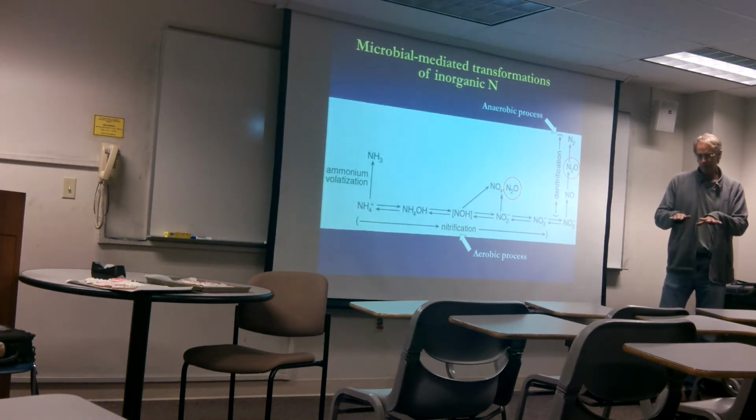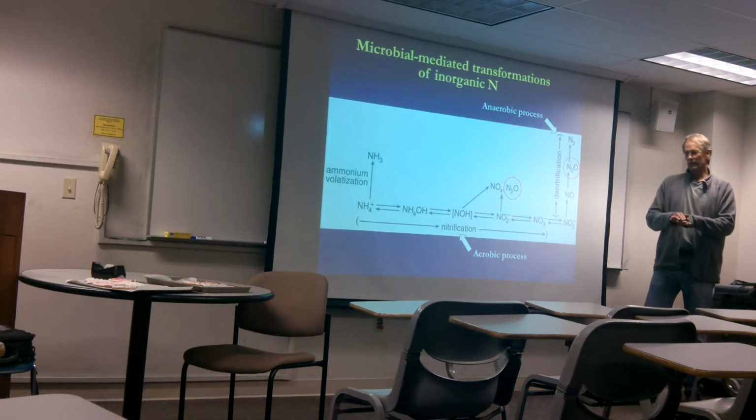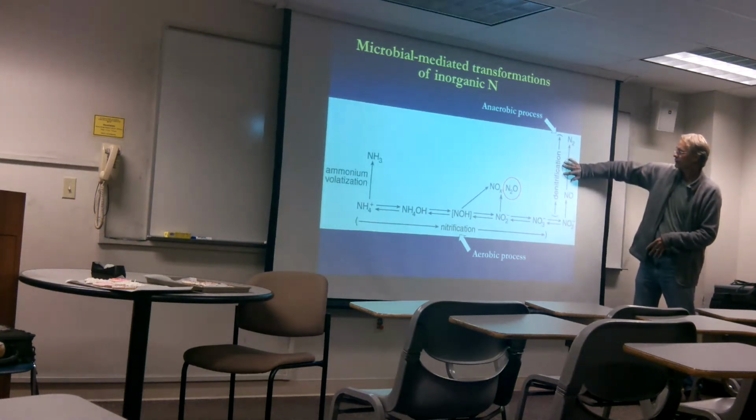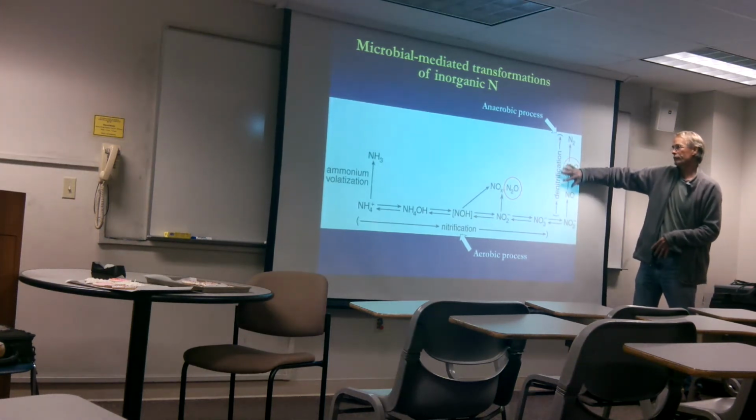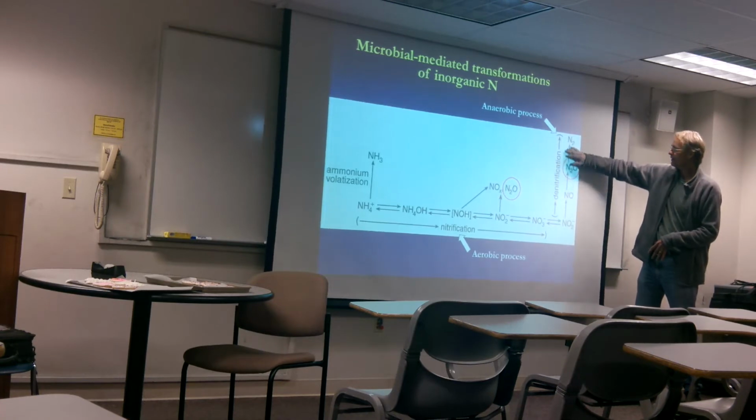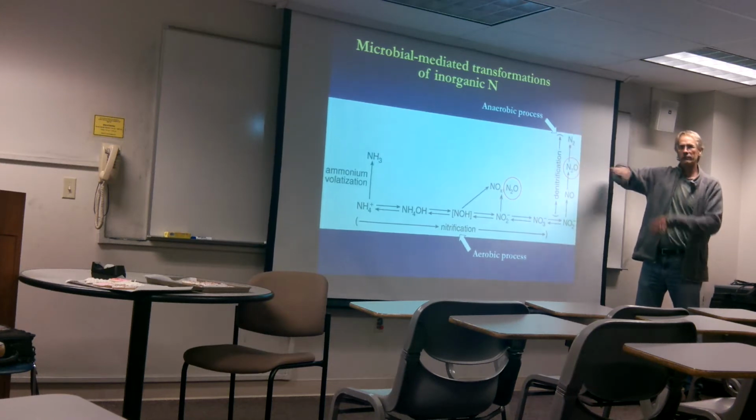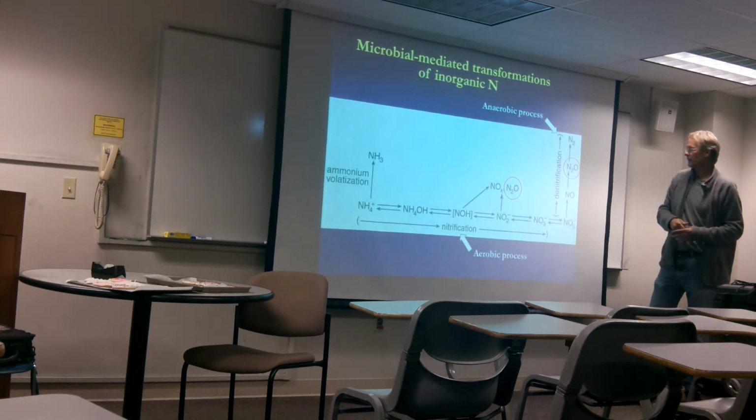If you have a system that is fully anaerobic and it persists for a long time, and there was restricted diffusion of gases, you get almost all the product out as N2 gas, and that's not a greenhouse gas, that's just nitrogen, like 80% of the atmosphere.